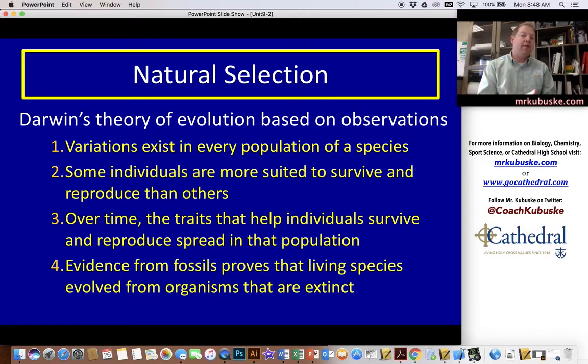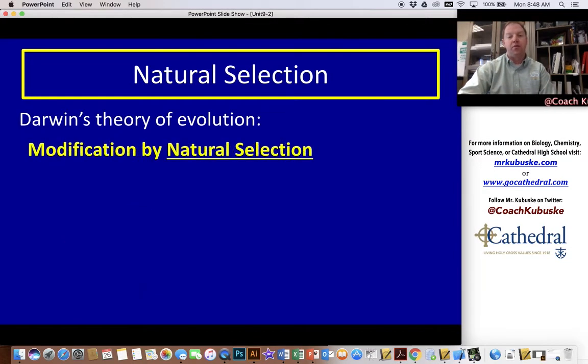Now we have lots of evidence, but the only evidence that Darwin had, other than his observations, was fossil records. But again, those are kind of hard to argue with, especially when they point to the same conclusion. But we have even more evidence now, which we'll talk about at the end. But in Darwin's time, he used fossils and the fossil record to prove that his theory of evolution and the mechanism behind evolution was correct.